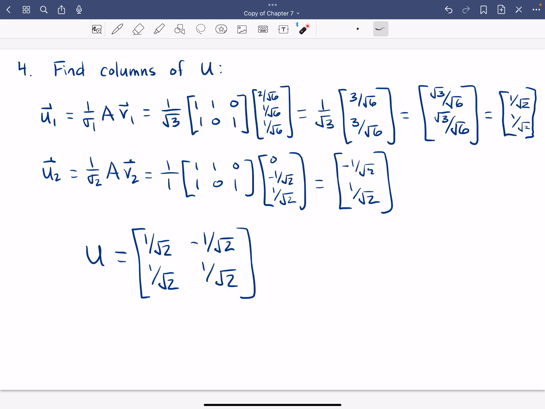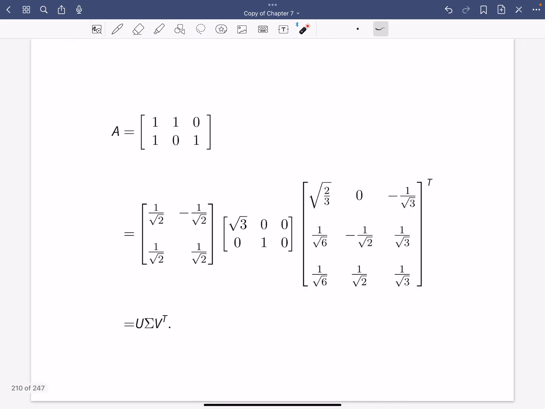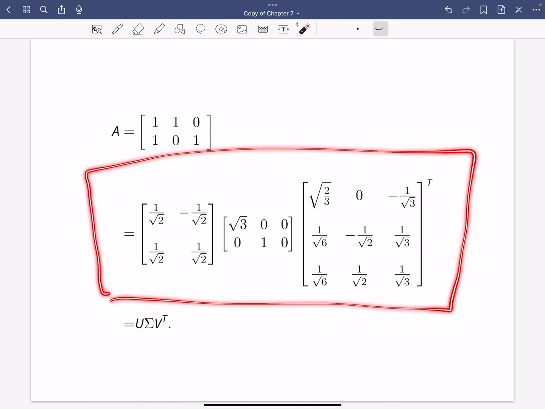So now we have our U matrix, we have our V matrix, we have our sigma matrix. So the last step is just to plug them in. Okay? So this is what we've done. We wrote these down here. And I maybe simplified this a little bit differently, but plug them in, and you can always check your work here.